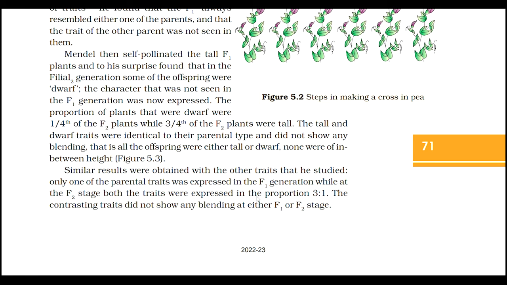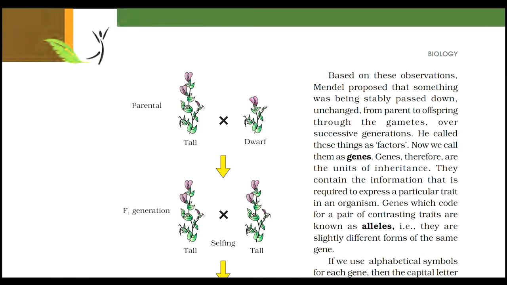The contrasting traits did not show any blending at either F1 or F2 stage. Based on these observations, Mendel proposed that something was being stably passed down, unchanged from parent to offspring, through the gametes over successive generations. He called these things factors. Now we call these genes. Genes, therefore, are the units of inheritance. They contain the information that is required to express a particular trait in an organism.